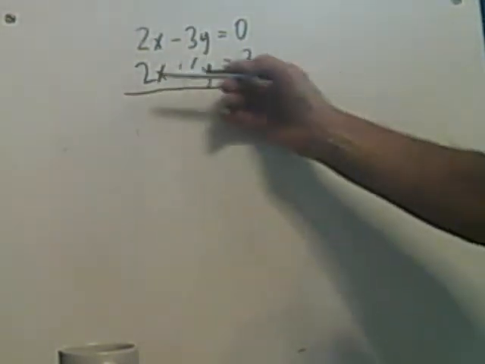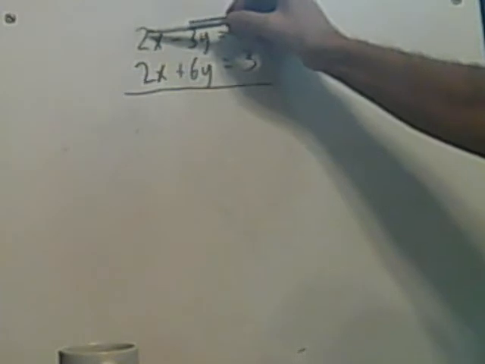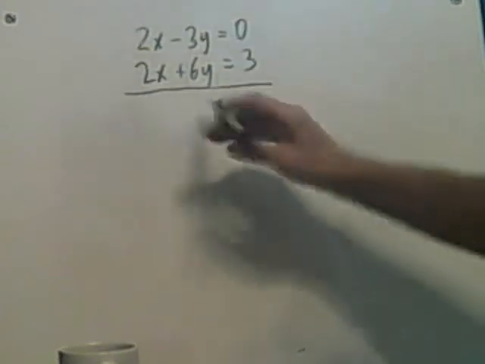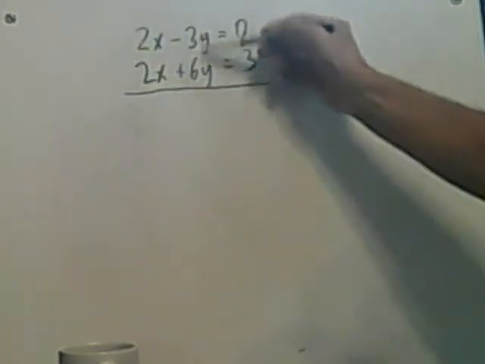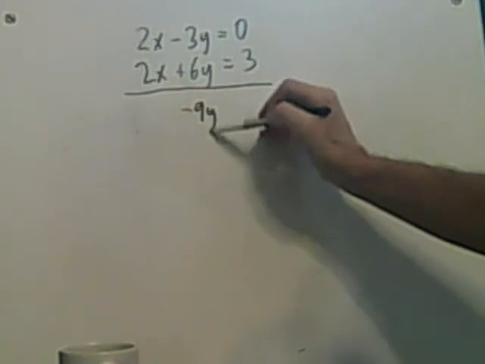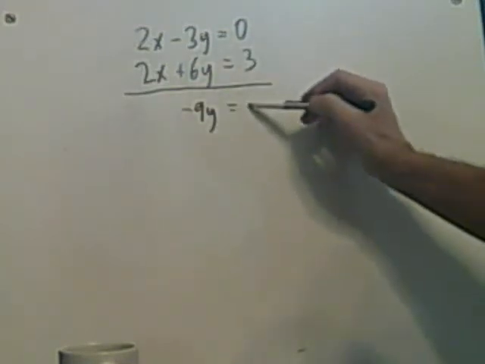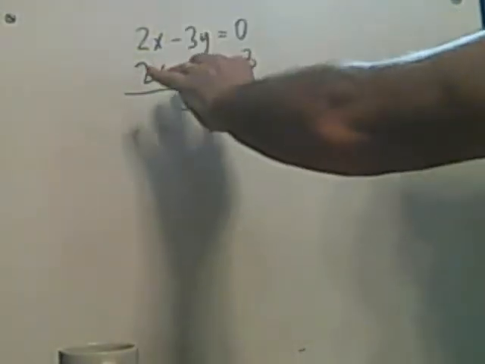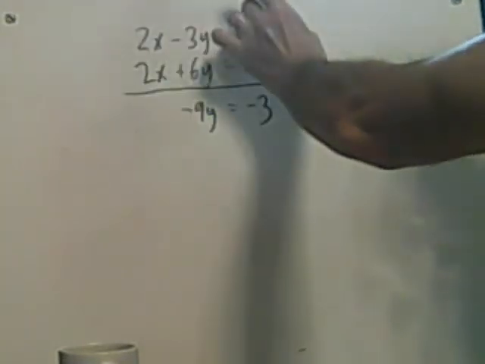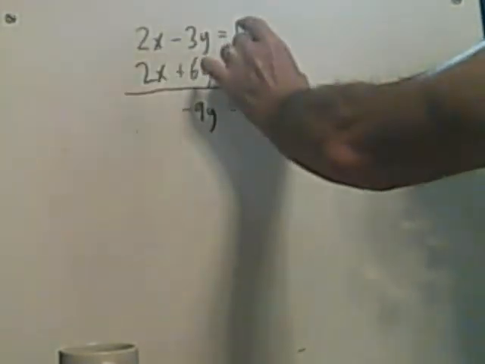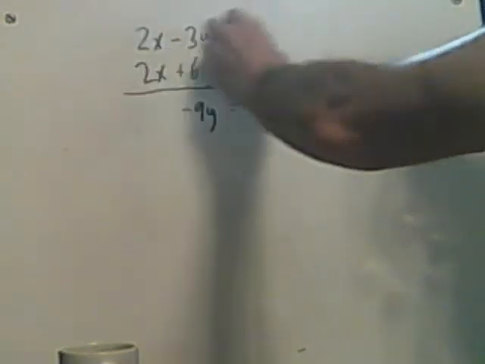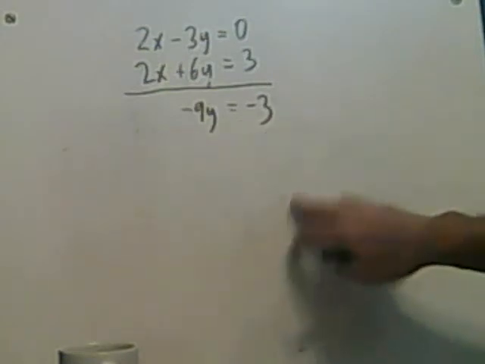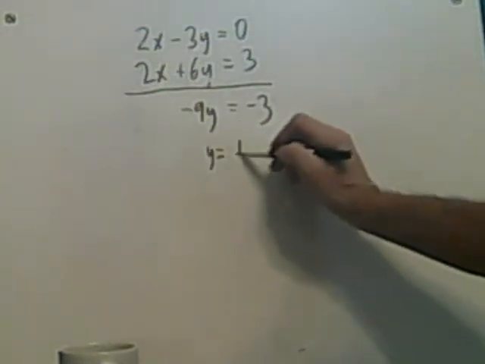And the way we're going to do it is we're going to subtract the second equation from the first, term by term. 2x minus 2x is 0. Negative 3y minus 6y is minus 9y. 0 minus 3 is negative 3. The idea is, if this is equation A and this is equation B, this left-hand side is equal to this right-hand side. If we subtract these two, they're going to be equal to the difference of these two. So that's a valid equation, and it gives y is equal to 1/3.